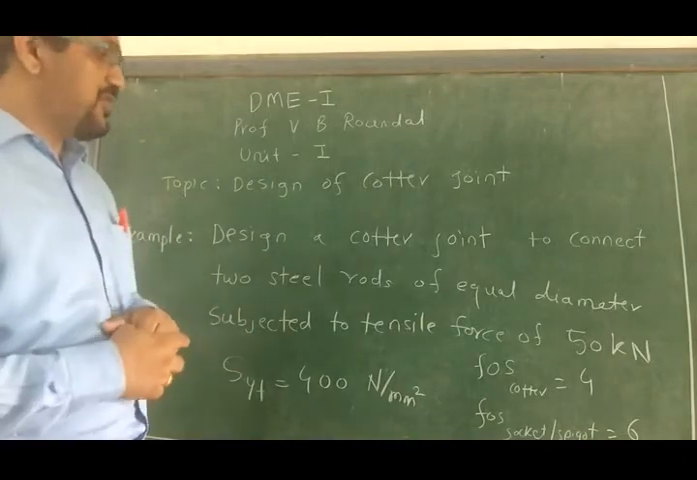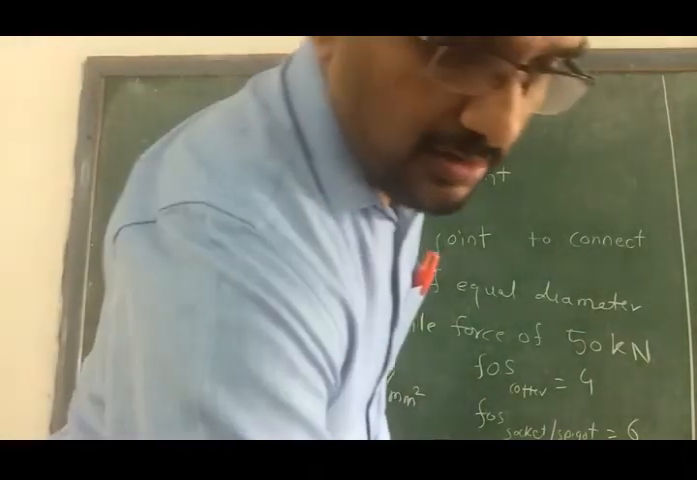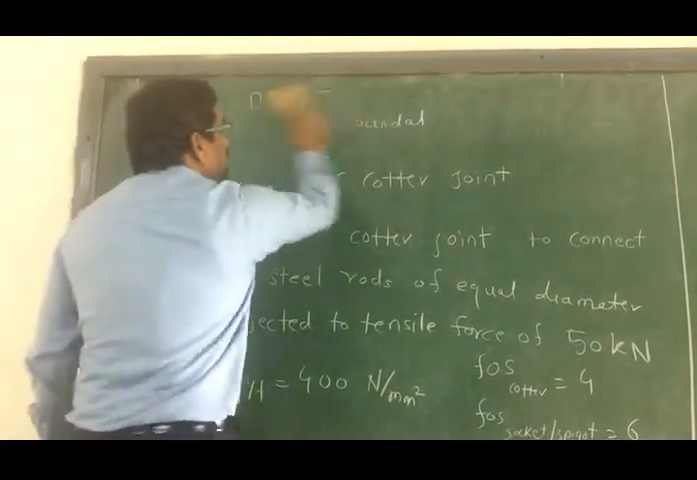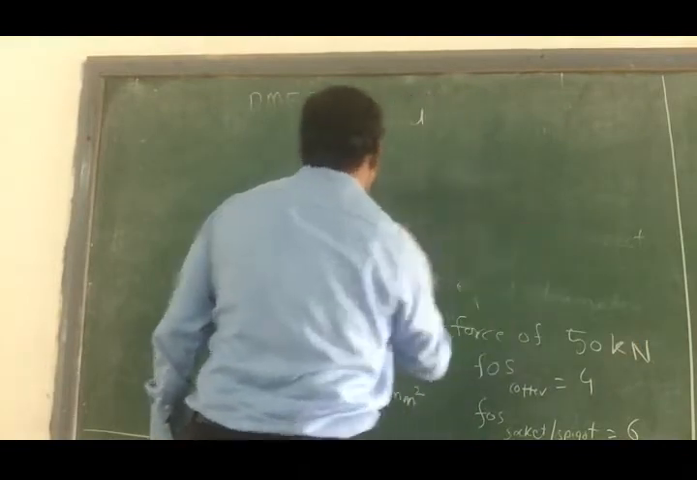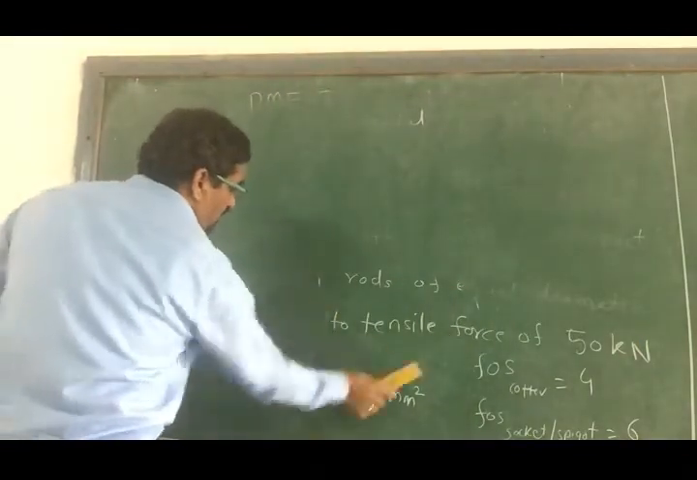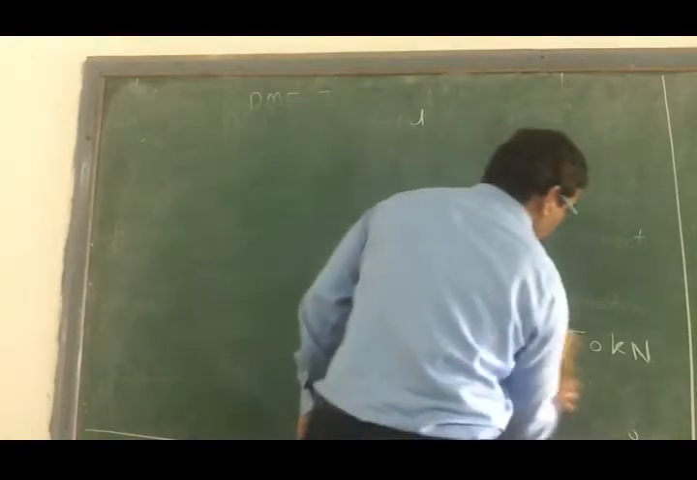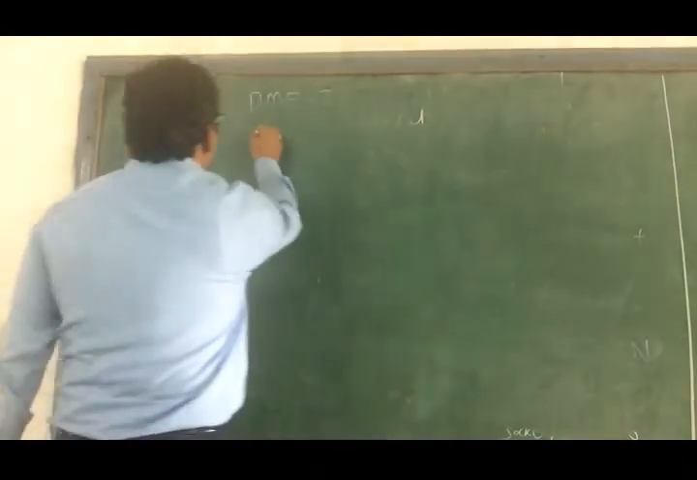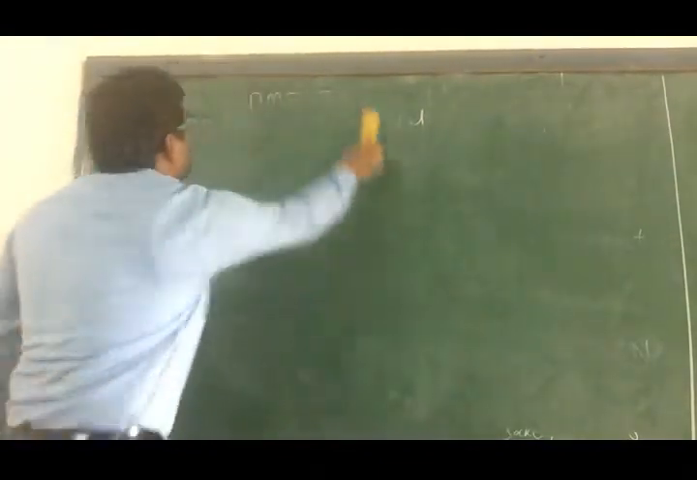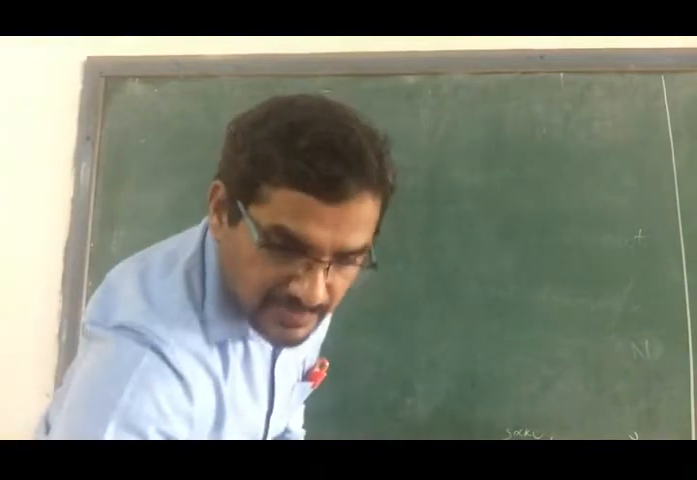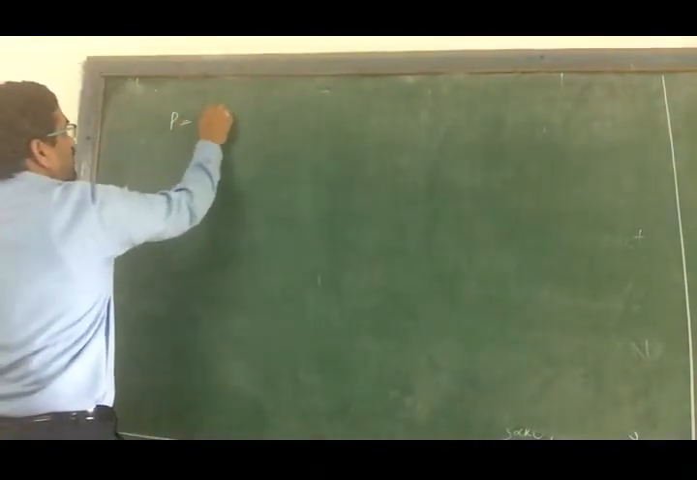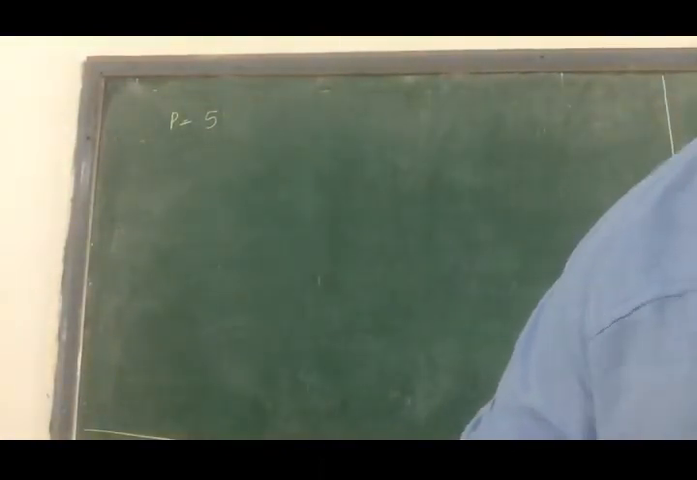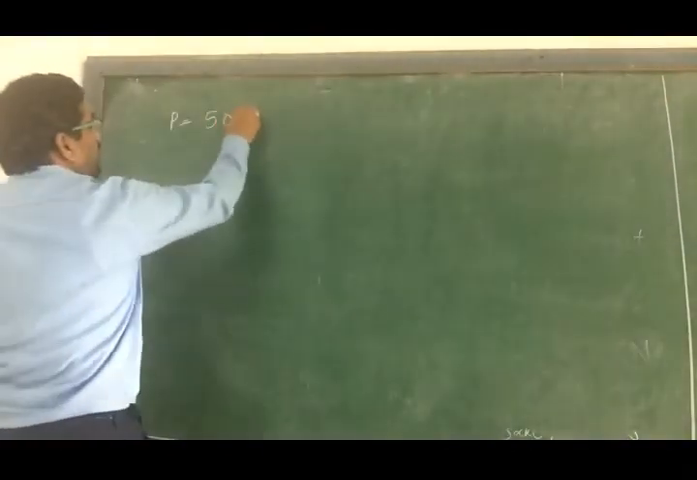Now for these given specifications, let's try to solve this problem. We know a few things: the factor of safety, the SYT, and the load P. So we'll note them down first. First, P is given as 50 kilonewton, so 50 into 10 raised to 3 Newton.